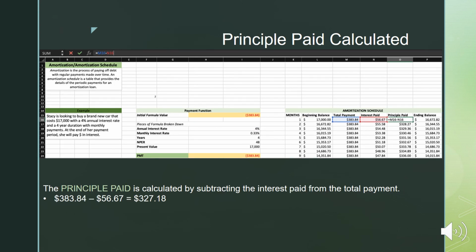How you would calculate principal paid is by subtracting the interest paid from the total payment. Here we see that this is the $383.84 minus the $56.67 that we calculated for the interest paid. Once you subtract these two numbers, we see that the total is $327.18 that is going towards actually paying off your debt, which is the principal paid.